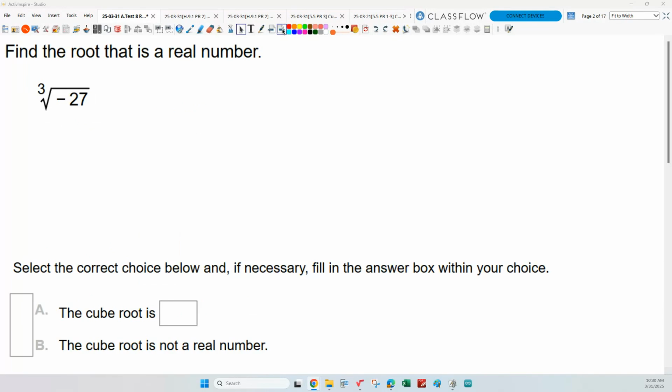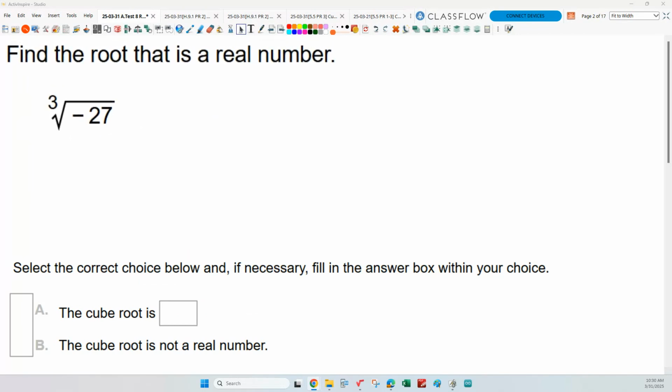Okay, what about one like this? Now, what kind of root is this? Cube root. Okay, so we've got this negative inside. That's scary. Is that a problem? No. It's not a problem. How come a negative inside is okay in this case? Because it's an odd root. Exactly. We can take an odd root of a negative number.